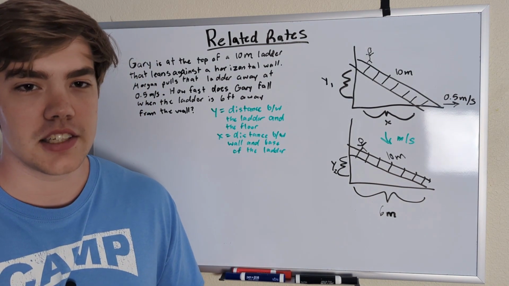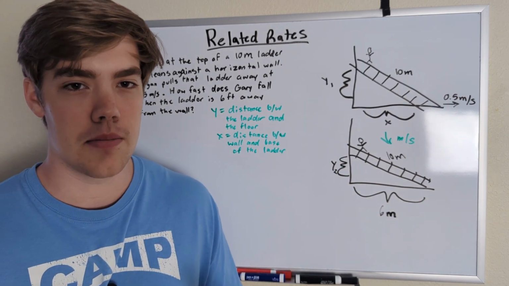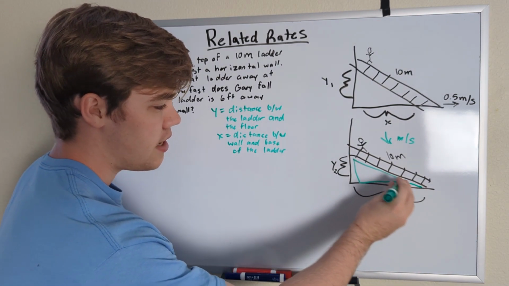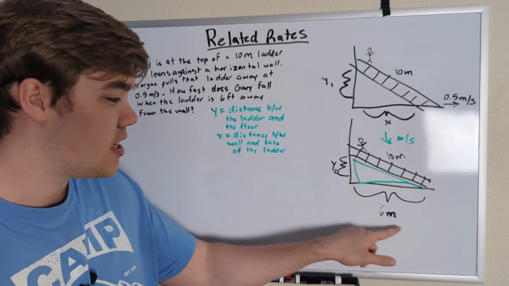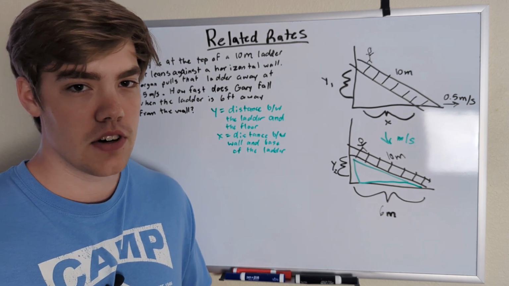And one thing that's really nice of this problem is that the length of this ladder doesn't change, so we don't have another weird variable within our problem. And the other nice thing about this problem is that this ladder forms a triangle, a right triangle to be exact, with the wall and the base, which means that we can use the Pythagorean theorem to find this y length here. Let's do that now before we dive too much further into the problem.